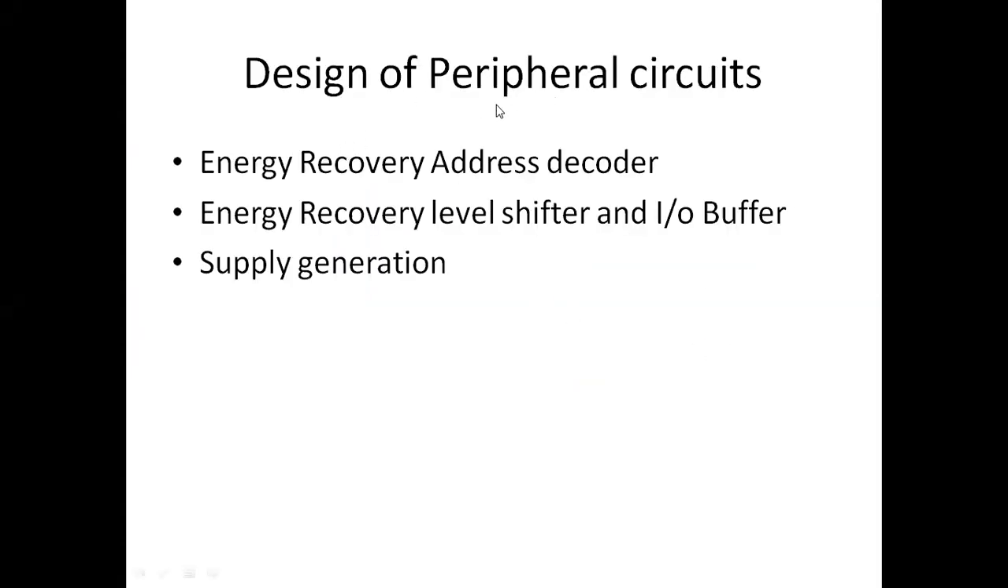If you see the peripheral circuits, there are three different peripheral circuits available outside the memory. One is the energy recovery address decoder, then the energy recovery level shifter and input output buffer, and the next one is supply generation. These are the three peripheral circuits available outside the memory core. In order to operate the memory, we need these three types of peripheral circuits. Now you can apply the energy recovery scheme in these three techniques so that you will get lower power consumption.